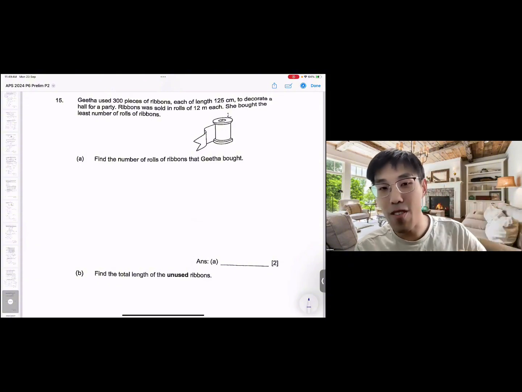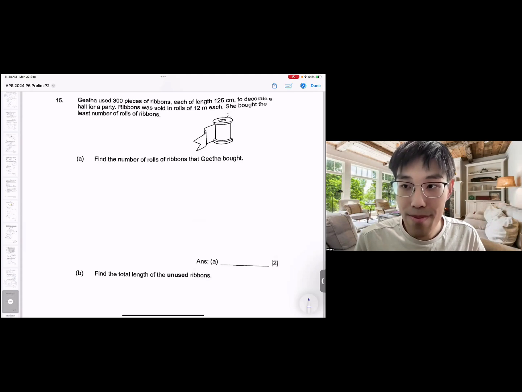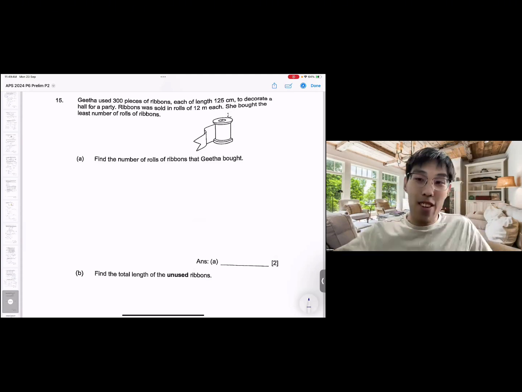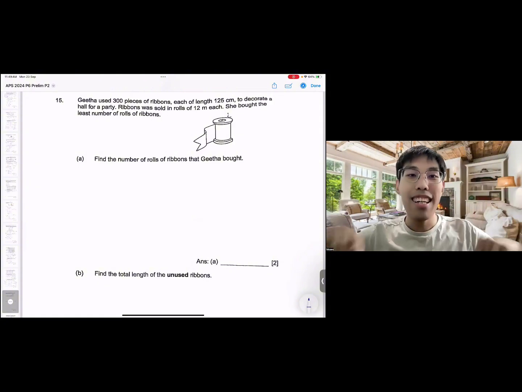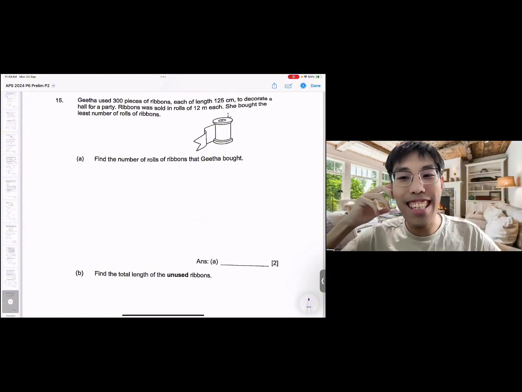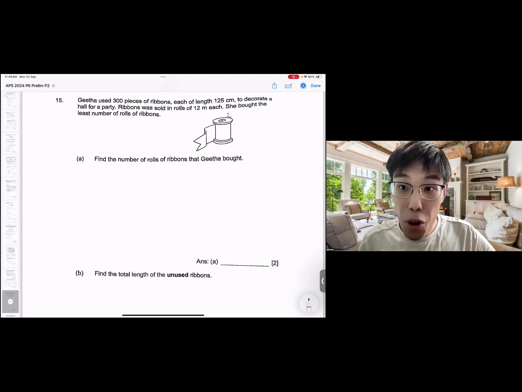So a lot of people, most of them, will go and find out the total length required. So 300 times 125 cm, then you get that number. Then you think, oh, how many 12 meters do I need from that? Then the answer they got is 34.